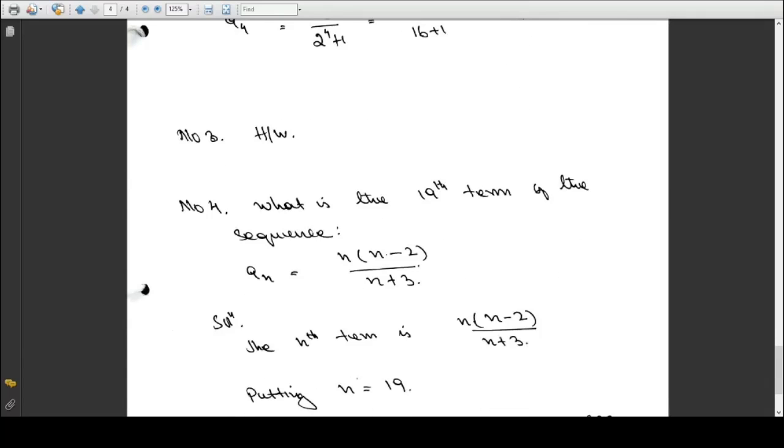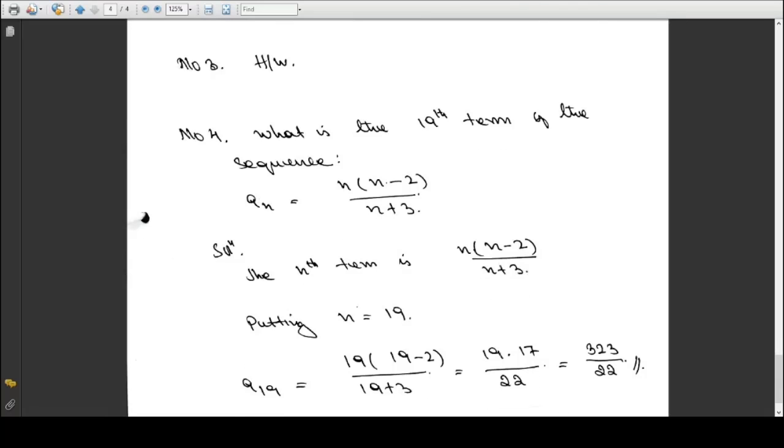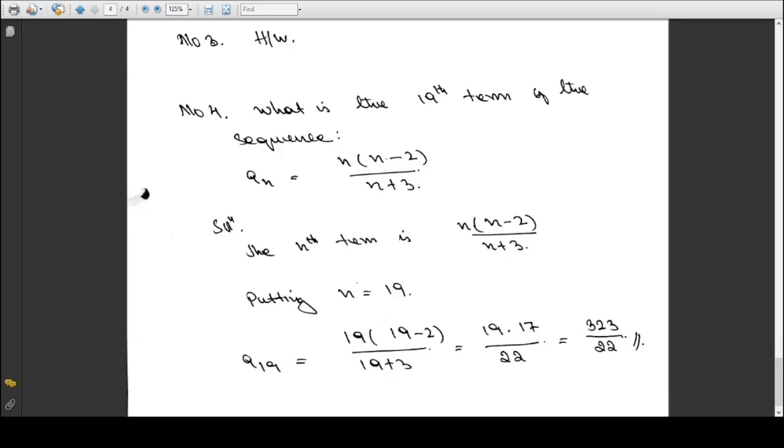Now on number 4, what is the 19th term of the sequence an equals n minus 2 by n plus 3? The nth term is given to be (n minus 2) over (n plus 3). Now we want to find the 19th term. We just put n equal to 19. Instead of n, put 19. a19 will be 19 times (19 minus 2) over (19 plus 3).